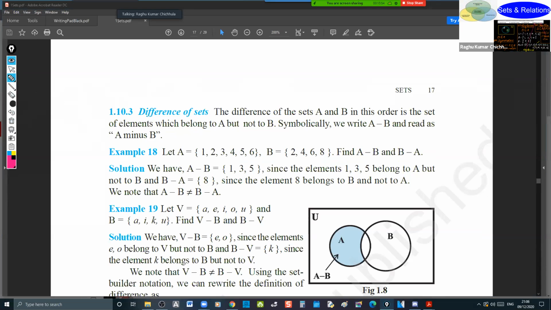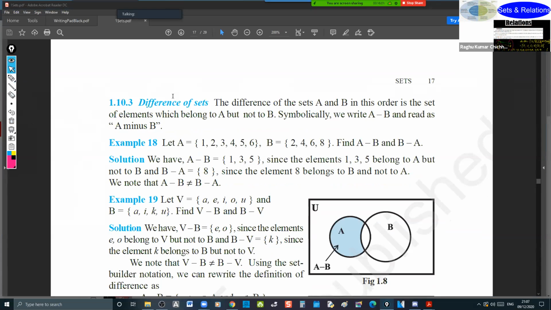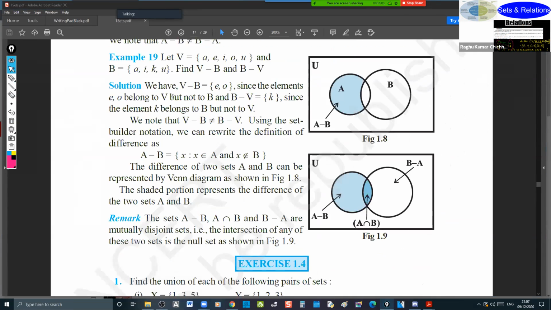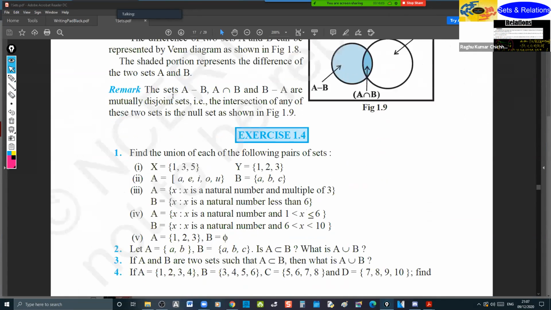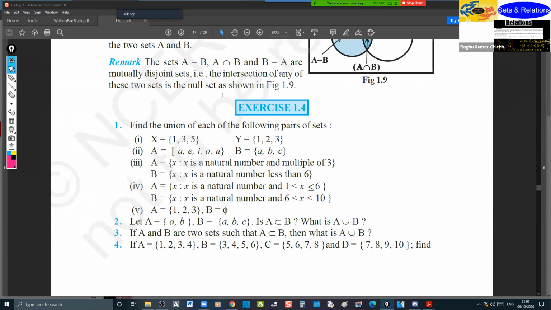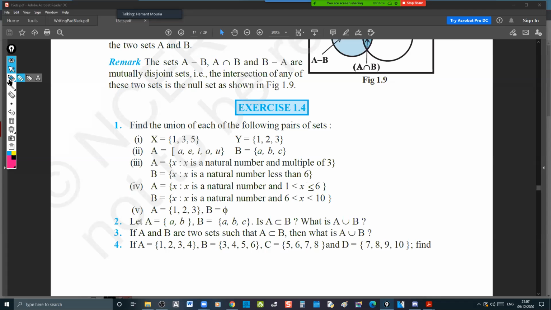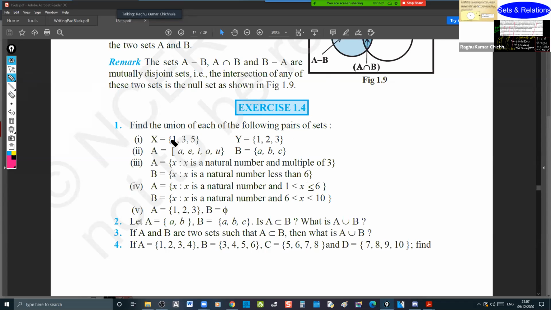Let us now proceed to the exercise. Did we finish this, Maurya, in the previous class? It says 1.4. No, sir. Union we didn't finish, sir. We didn't start union. X is given to be 135. You have to write the union of the following pairs of sets.